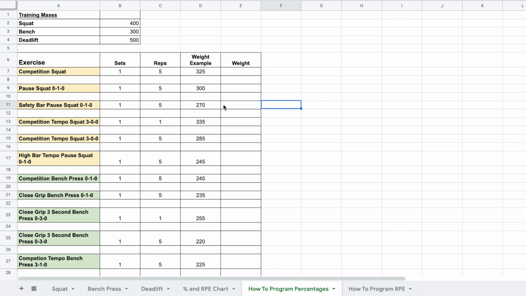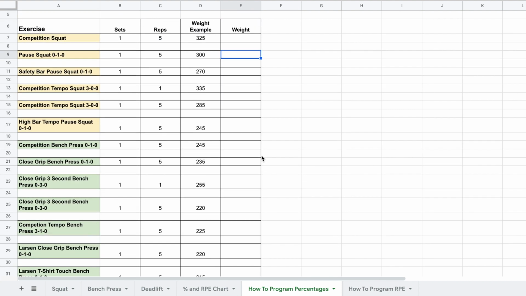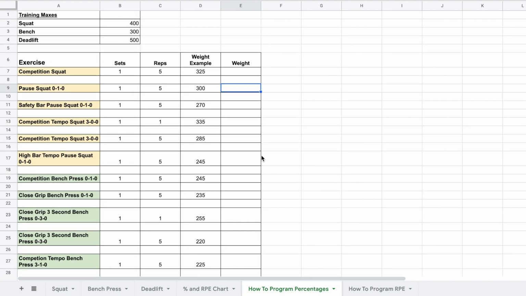But you're going to see why this is important. Not only one, so that you know how to program if you're going to do percentages in case you have someone who's not very fluent with RPE or comfortable with it.